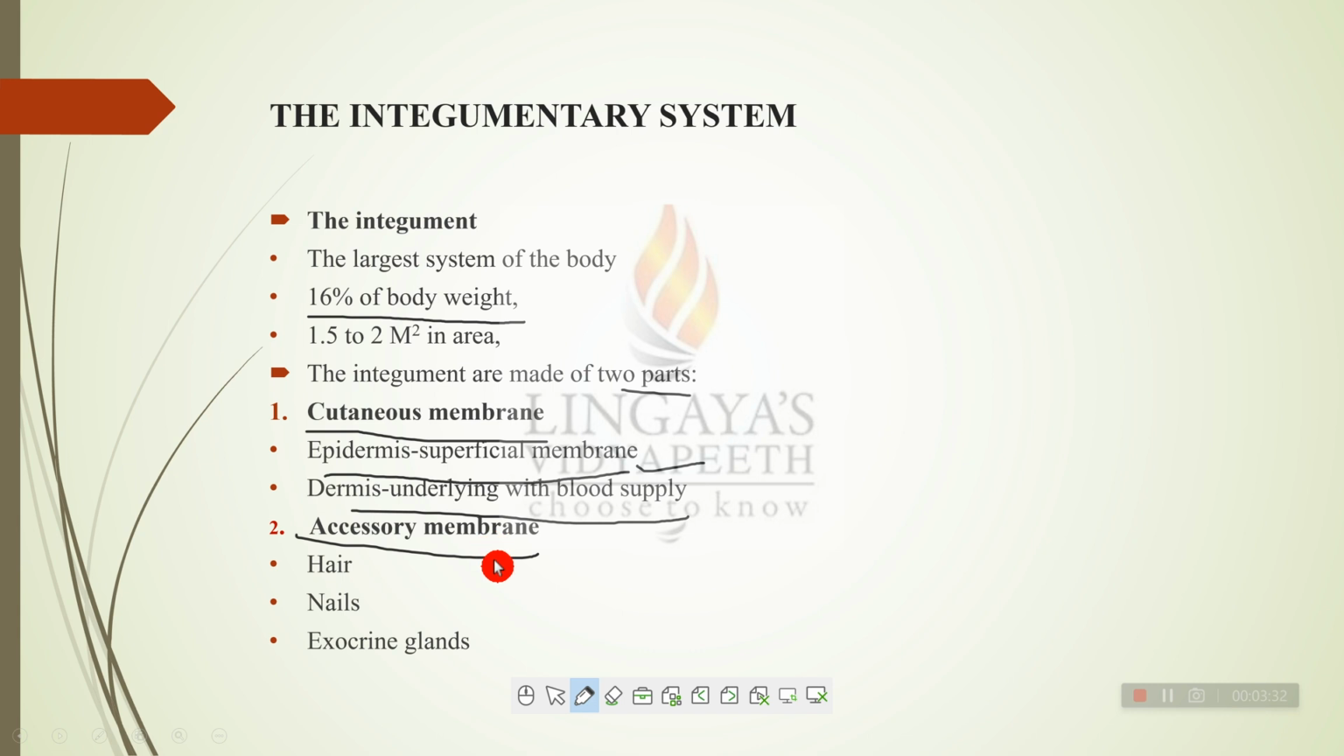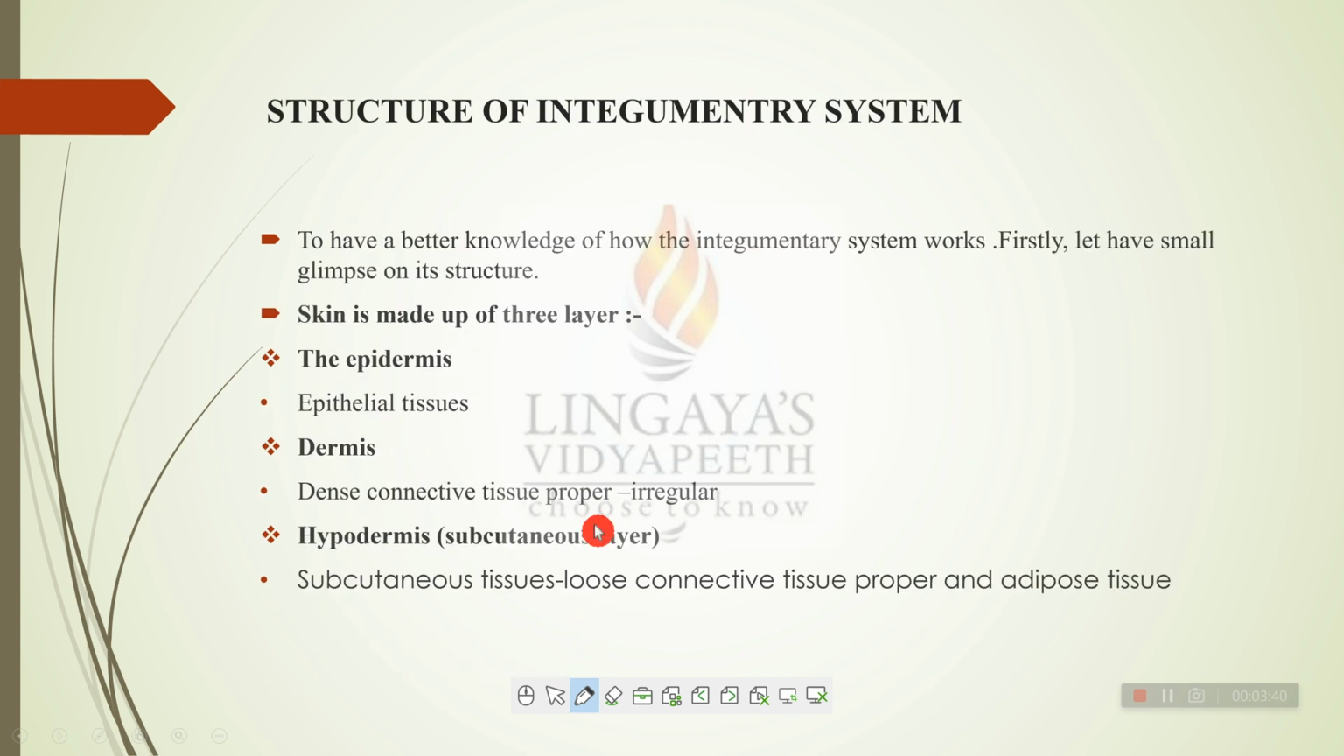Then the next one is the accessory membrane. The accessory membrane includes hairs, nails and the exocrine glands, such as the sweat glands. Now talking about the structure of the integumentary system, that is, how the integumentary system is formed. So let's have a look at the structure of the integumentary system.